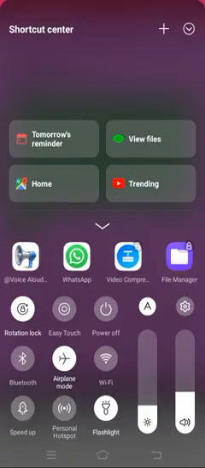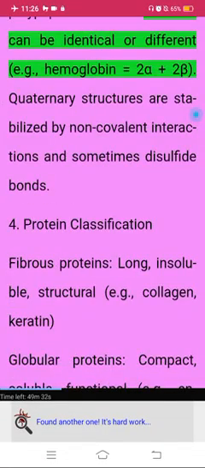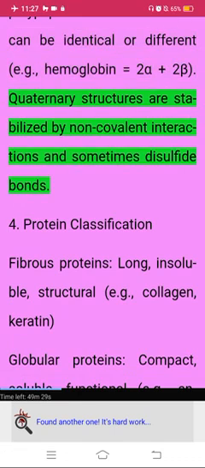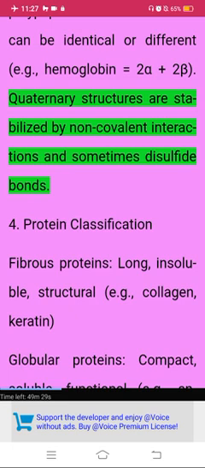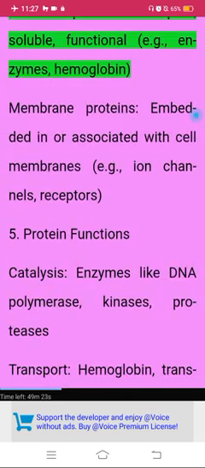D. Quaternary structure. Some proteins are multimeric, composed of two or more polypeptide subunits. Subunits can be identical or different, e.g., hemoglobin equals 2 alpha plus 2 beta. Quaternary structures are stabilized by non-covalent interactions and sometimes disulfide bonds. 4. Protein classification. Fibrous proteins, long, insoluble, structural, e.g., collagen, keratin. Globular proteins, compact, soluble, functional, e.g., enzymes, hemoglobin.